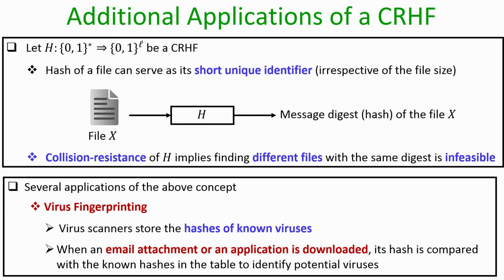Notice that it might be possible that you have an attachment which is a genuine attachment, but unfortunately its hash matches the hash of one of the known viruses. In that case, even for a genuine attachment you might get an error message, but that implies that you are finding a collision in a feasible amount of time. But since I am assuming that my underlying hash function is collision resistant, if at all an error message is given to me, that means with very high probability indeed the attachment that I am downloading contains viruses.